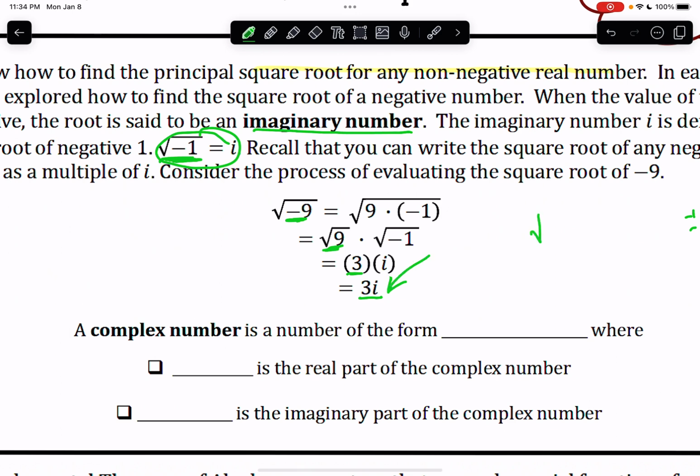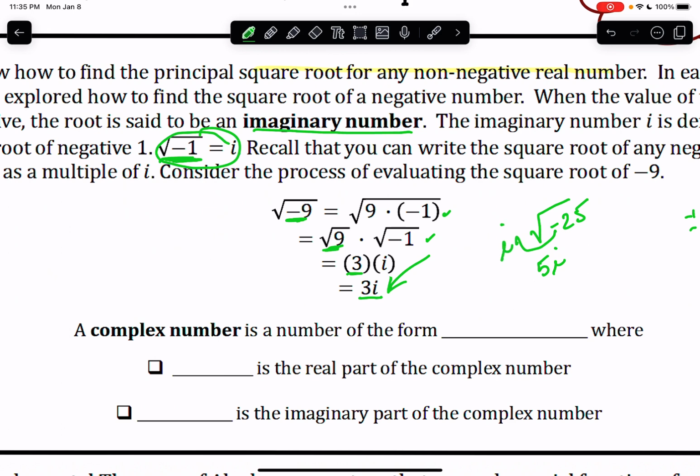So let's just do the square root of -25. You don't have to do the steps here. You can just go, okay, that is 5i. So you would take the negative out and put an i, and then it's just the square root of 25.